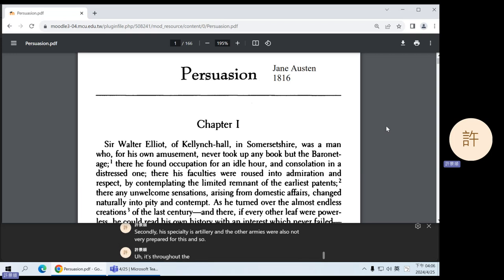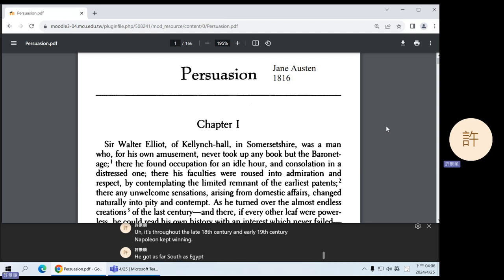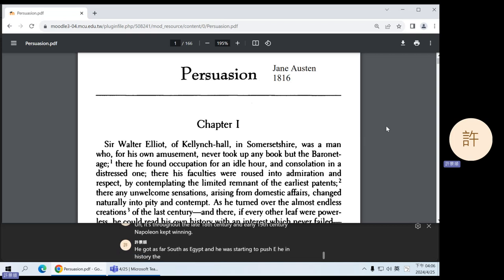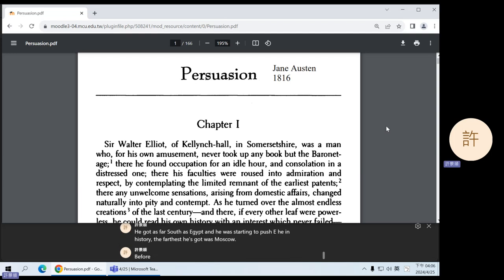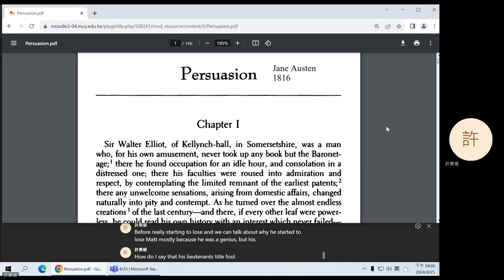throughout the late 18th century and early 19th century, Napoleon kept winning. He got as far south as Egypt, and he was starting to push east. In history, the farthest he got was Moscow, before really starting to lose. And we can talk about why he started to lose, mostly because he was a genius, but his lieutenants, 他的副将, were idiots. So he had to do everything himself.